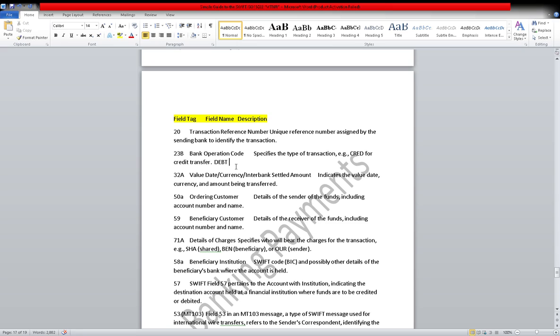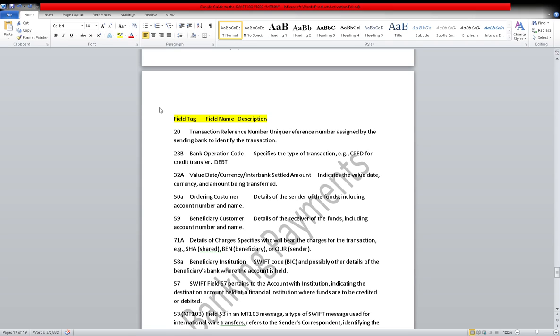Now we have done 23b. Next important is 32a. 32a contains the value date, and the date format is fixed, something like YYMMDD. Then your currency, then your interbank settlement amount, and it is always separated by a comma.